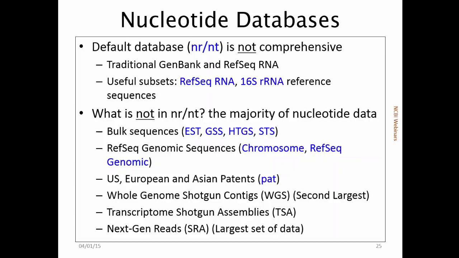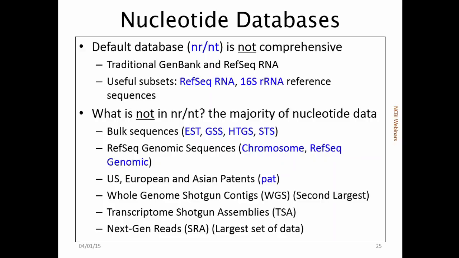So it's important to keep in mind what is not in the default nucleotide database. The answer to that is the majority of the nucleotide data at NCBI is not there. Bulk sequence divisions from GenBank, the ESTs, the GSSs, the HTGS, and the STSs, they're not there. They tend to be of lesser importance these days as most people are not actively producing these kinds of sequences anymore. The RefSeq genomic sequences are in two different databases, chromosome for complete chromosome records and RefSeq genomic for large contig sequences or assembled contig sequences. These are not in NR. And of course, the European and Asian and US patents are not in there.